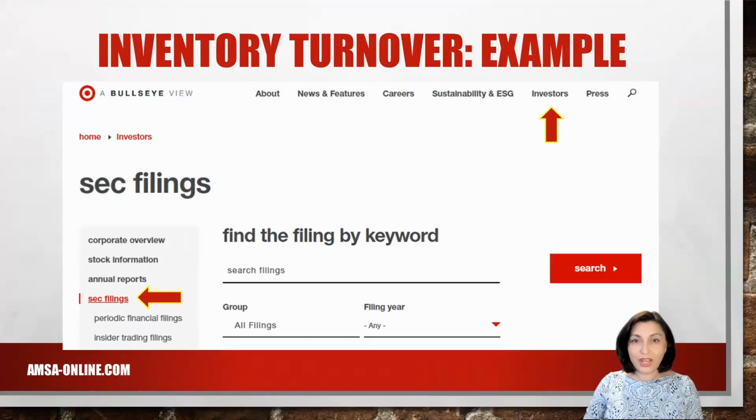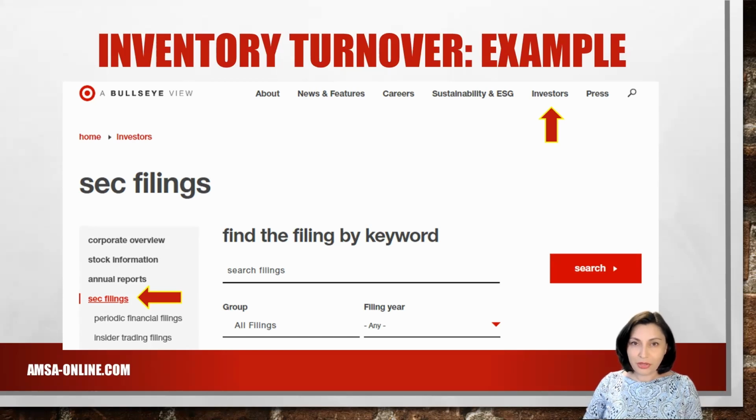By the way, you can find more videos about inventory in the playlist for chapters 6 and 8. Now let's look at an example. For our example, we are going to use Target Corporation. Target is a publicly traded company whose financial statements are posted on the company's website. You can find all the necessary information on Target's website.